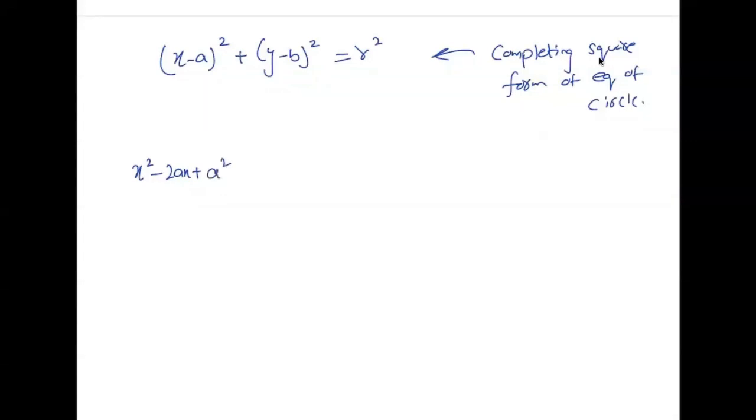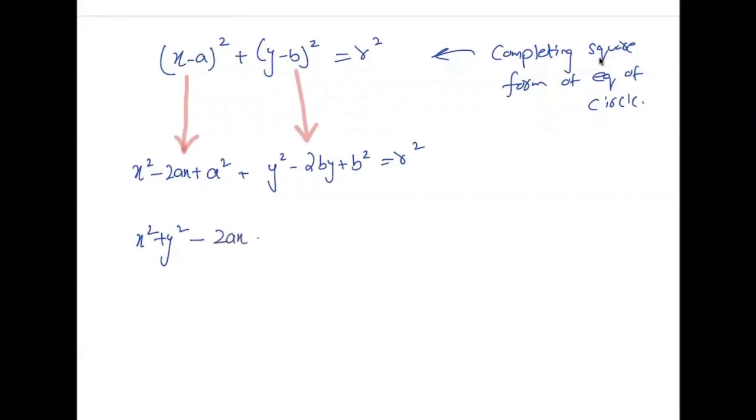Yes, sir. If I expand (y minus b) the whole thing squared, it is y squared minus 2by plus b squared, right? Yes, sir. Now if I rearrange this, x squared plus y squared minus 2ax minus 2by plus a squared plus b squared minus r squared equals 0.